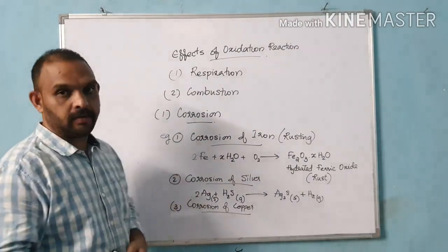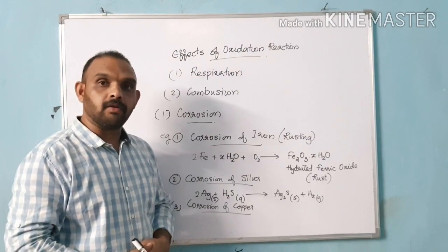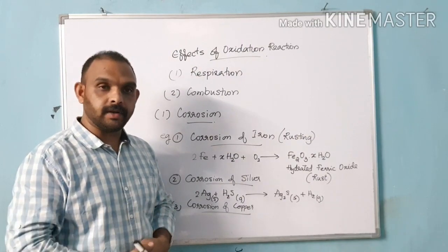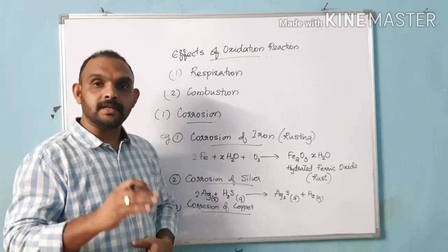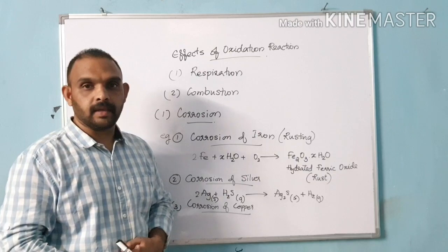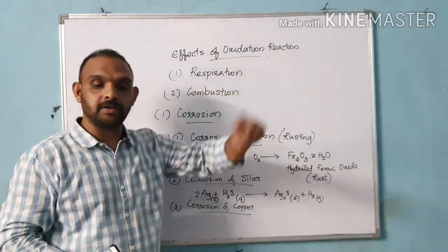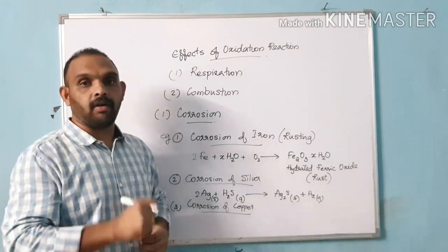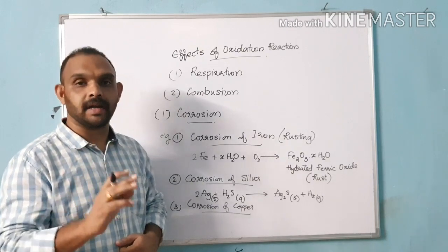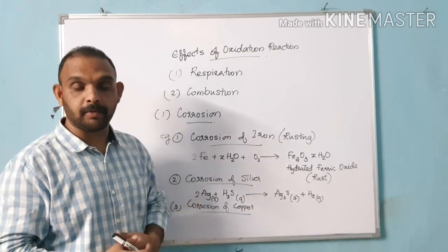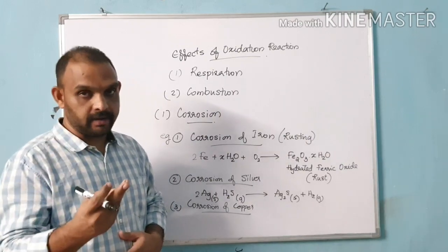So corrosion of copper: what will happen? The same thing that happens to silver? When copper articles are left outside for a long time or not used for a long time, they will acquire a green coating. How does this green coating come? It's because of an oxidation reaction, and this green coating of copper is basic copper carbonate. And from where does this basic copper carbonate come? It comes from the humid atmosphere or air.